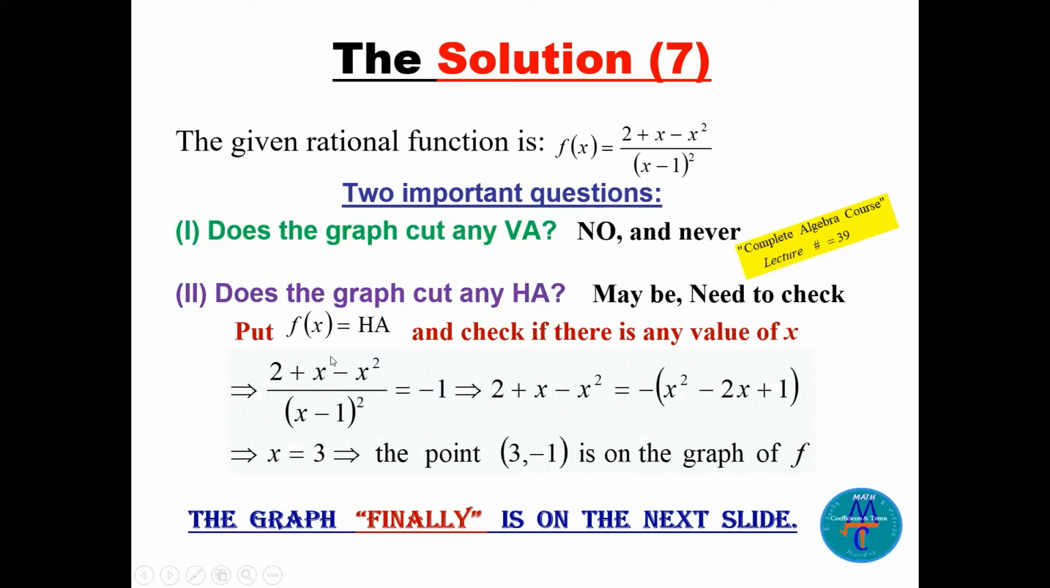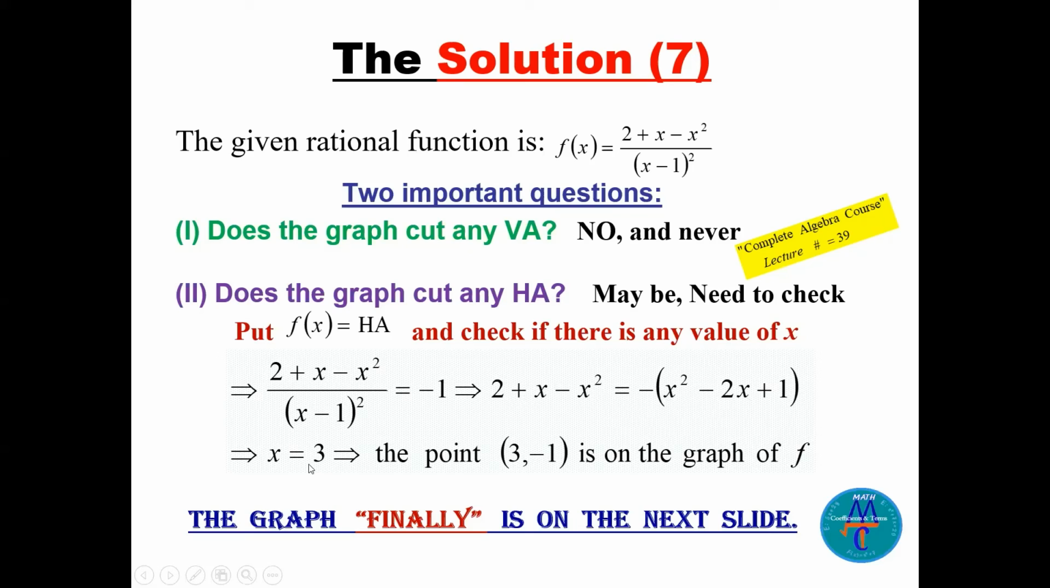Now cross multiply. So we have 2 plus x minus x squared equal to, and here we have to expand, so this is x squared minus 2x plus 1 multiplied with this minus. You see that here? Now, minus x squared will be cancelled. Minus and minus 2x will be plus 2x. Take x on the other side, and this is minus 1. Take it on the other side. x will be 3. Check it, please.